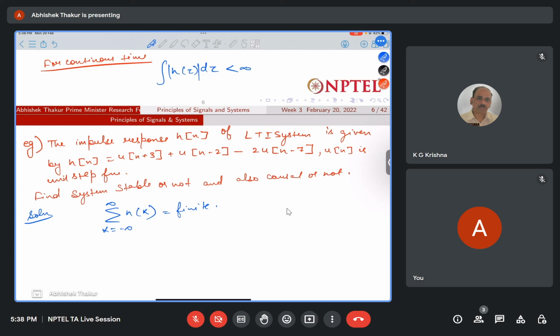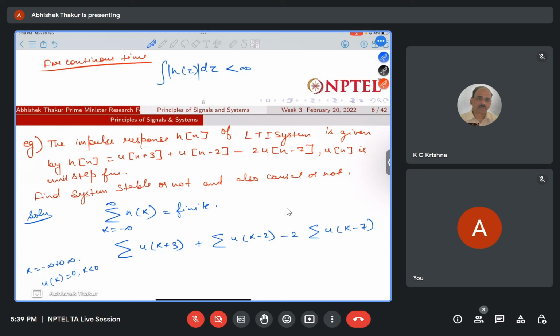So here the summation of h[k] is u[k plus 3] plus summation of u[k minus 2] minus 2 into summation of u[k minus 7]. So here our k is from minus infinity to infinity, but we know that the unit step function is 0, like u[k] is equal to 0 when k is less than 0.